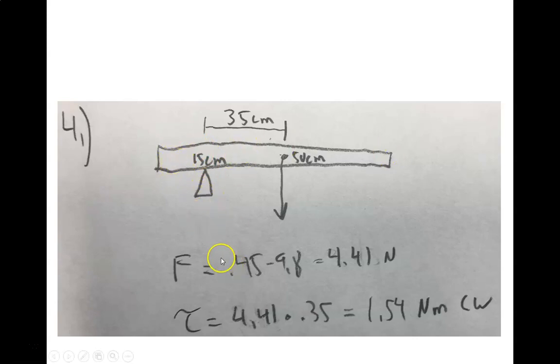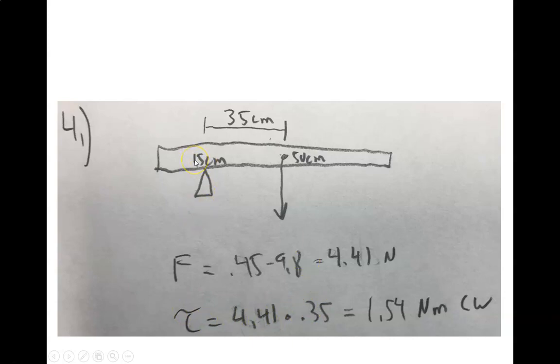So the force is the force of gravity. Now, I gave you the mass, so what we need to do is multiply the mass times gravity. So 0.45 kilograms times 9.8 equals 4.41 newtons. So the torque here is equal to that 4.41 newtons times the lever arm distance.